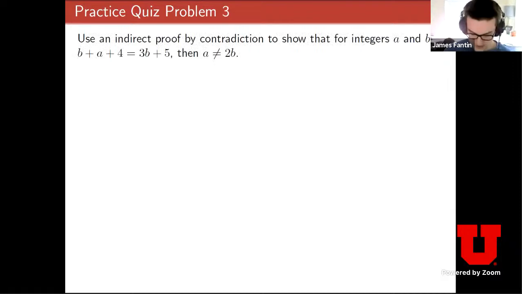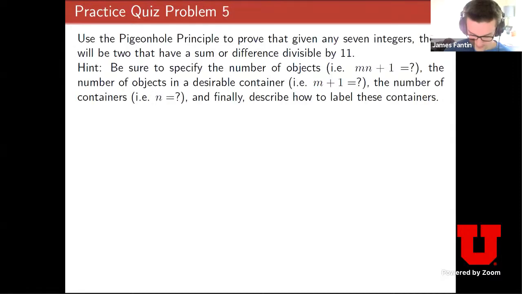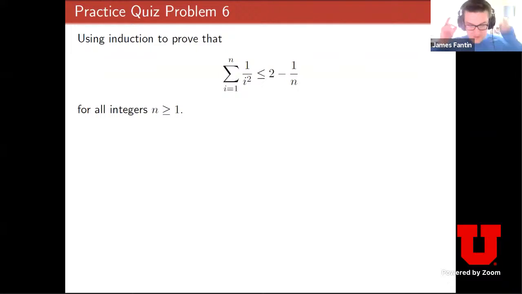This one's on induction. For this problem, we're not proving equality, but we're proving less than. We have the summation from i equals 1 to n of 1 over i squared, and we're going to prove that it's less than 2 minus 1 over n for all integers n greater than or equal to 1. For those of you who just joined, this is problem 6 from the practice quiz, and we're going to work through that one.